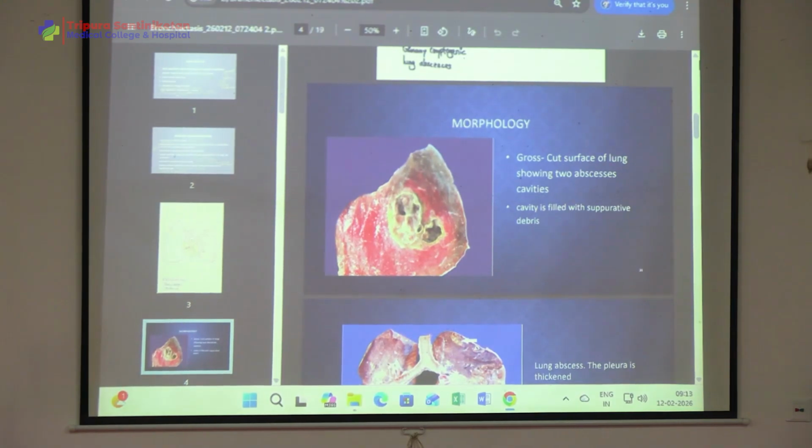Read it. What is it? Cavity is filled with? Yes, suppurative debris. What does the suppurative debris contain? If you see under the microscope, what will you see? You'll see necrotic material. And what is the WBC that you see in acute inflammation? Neutrophils, right?